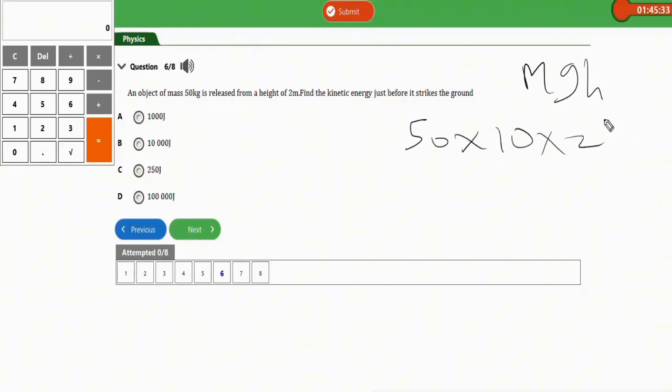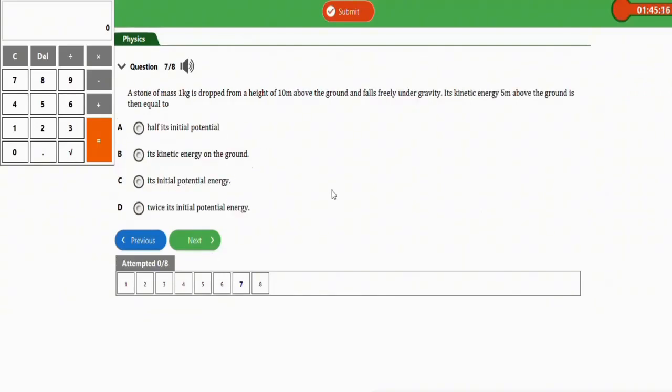So in the question, our mass is 50 kg, times acceleration due to gravity, which is 10, times our height, which is 2. So 50 times 10 will give 500, and 500 times 2 will give you 1000 joules. The correct option is what? Option A. It's as simple as this. Okay, so let's go to the next repeated question.